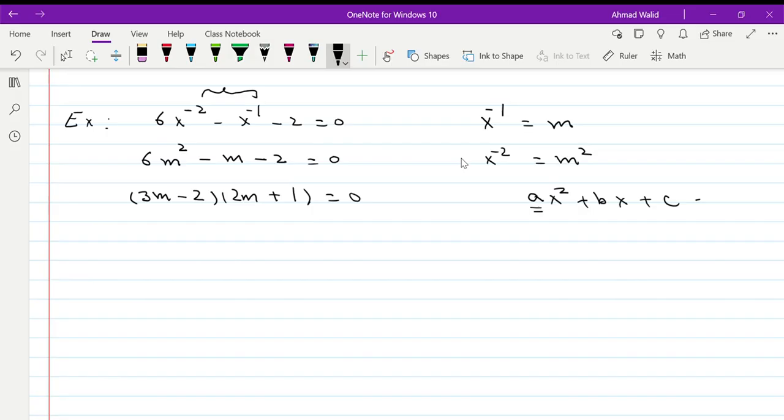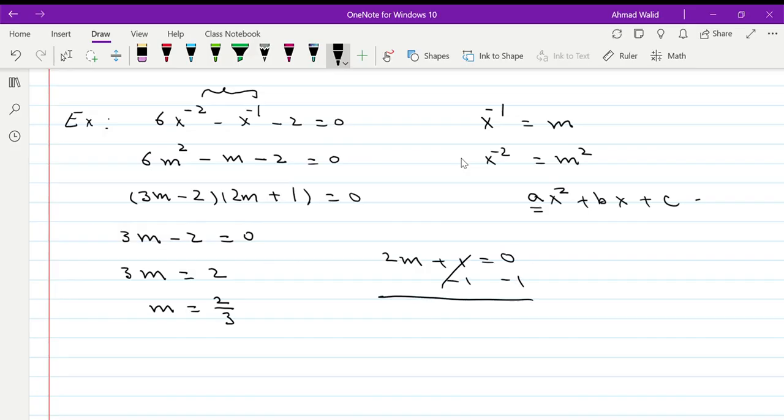Now, set each parenthesis equal to 0. 3m minus 2 equals 0. Solve it. 3m is equal to 2. It means m equals 2 over 3. Also, 2m plus 1 equal to 0. Subtract 1 from both sides. Then 2m equals negative 1. Divide both sides by 2. M is equal to negative 1/2.